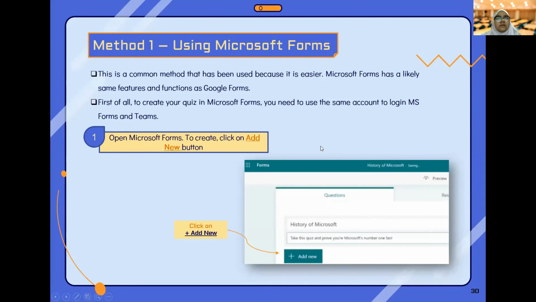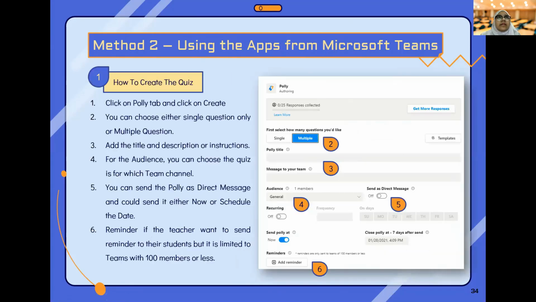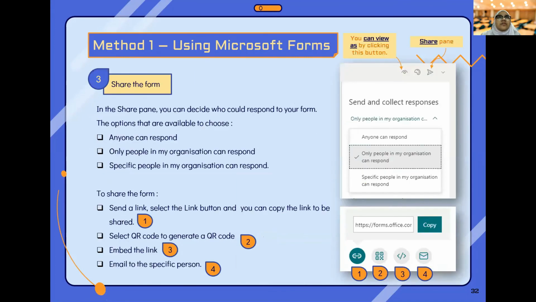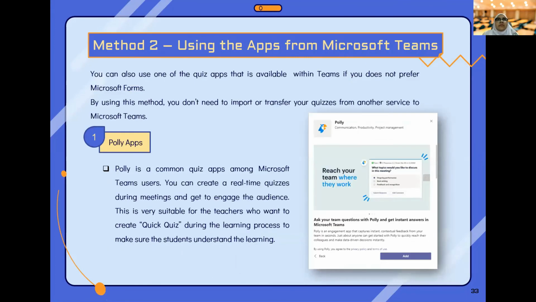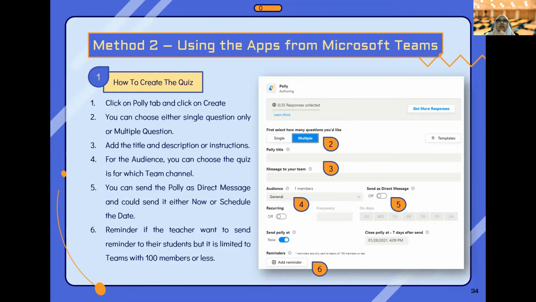So next, we will move to the second quiz type, which is Poly apps. So Poly apps, it's like a quiz apps and available with the theme. By using this method, this is suitable if you want to do the real time quiz. It's quick and simple. So like quick quiz. It's better if you have class and you want to do a quiz immediately, so you can use these apps. So how to create this quiz?